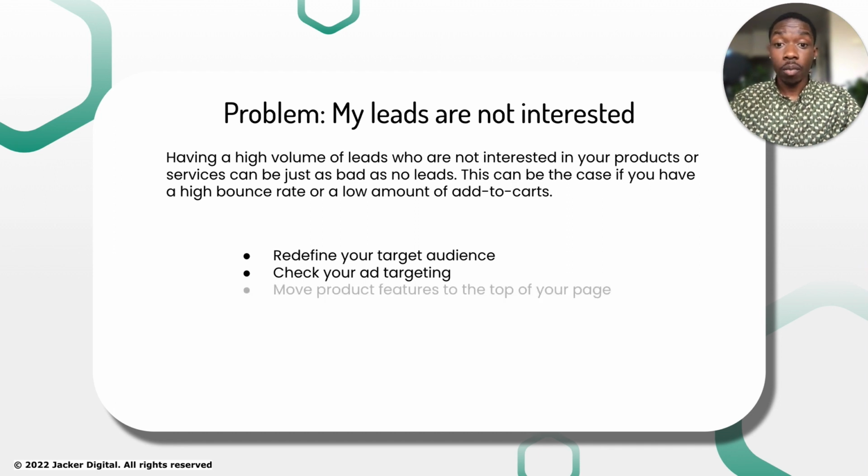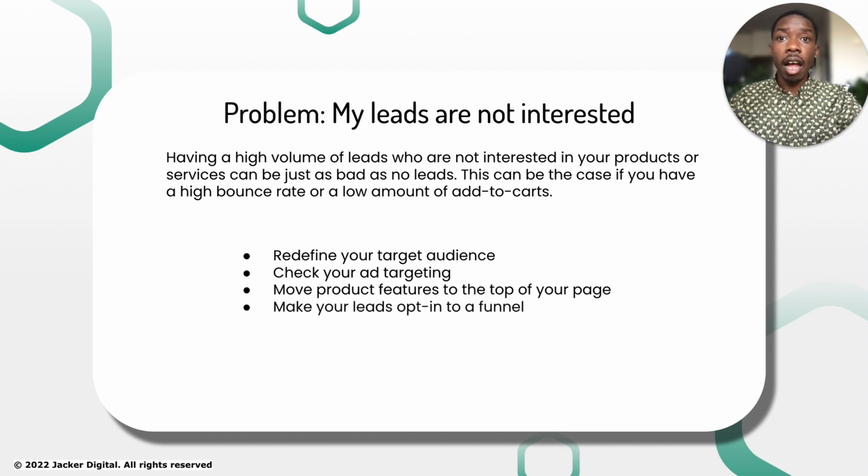You can try moving your product features more towards the top of your website. A lot of times people might have a lot of fun things on their website towards the top and then the lead gen form, and people may not realize what they're opting in for. Put your product features right at the top so people know this is what I'm opting in for, this is what I'm signing up for, and this is what this brand offers me.